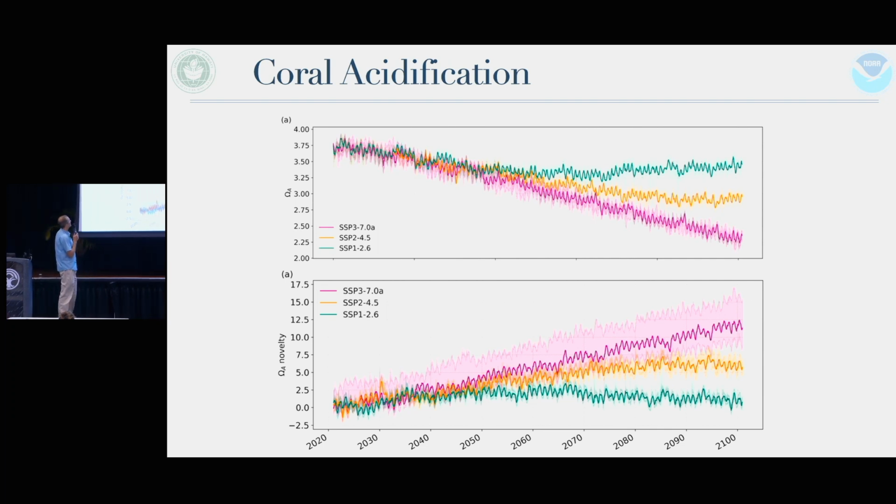She has a poster today that you can look at. And again, looking at the corals, I'll just show today for aragonite saturation. But we see in the top a very stark difference, as opposed to temperature, a very stark difference in terms of the different scenarios. So on the upper panel, the teal, the line that doesn't change so much is SSP1, then SSP2, and SSP3, right?